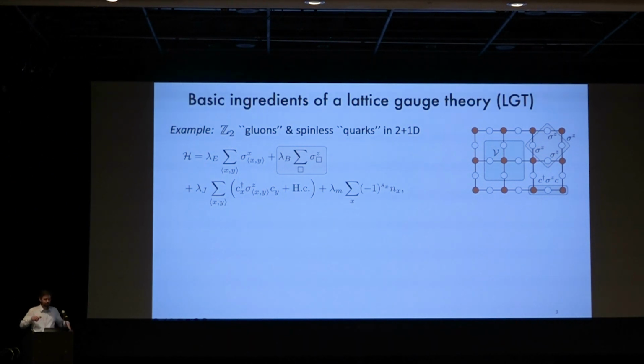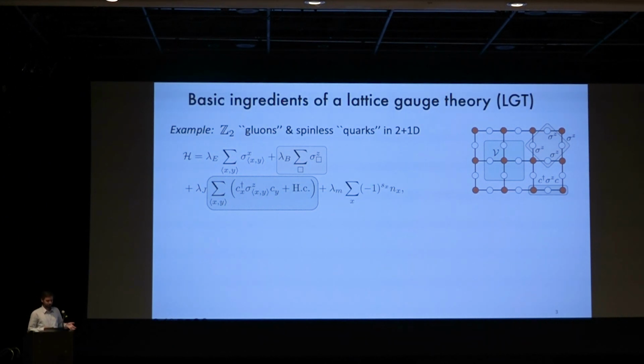Then to make these 2 sectors of gauge fields and matter fields interact, we have this extra term which describes the hopping of the spinless fermions from one site X to its neighbor Y. But it does so depending on what the gauge field is doing in between. Okay, so that's also a bit of a funny construction, but that's generically how it looks like. And then finally, there's also a pure matter term that in this case looks like a staggered chemical potential, but you can think of it as a mass to the fermions.